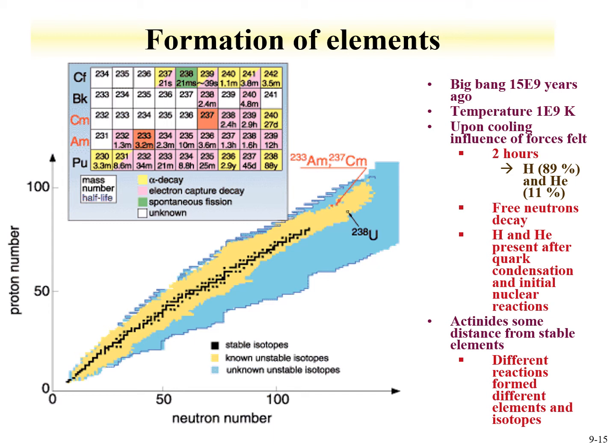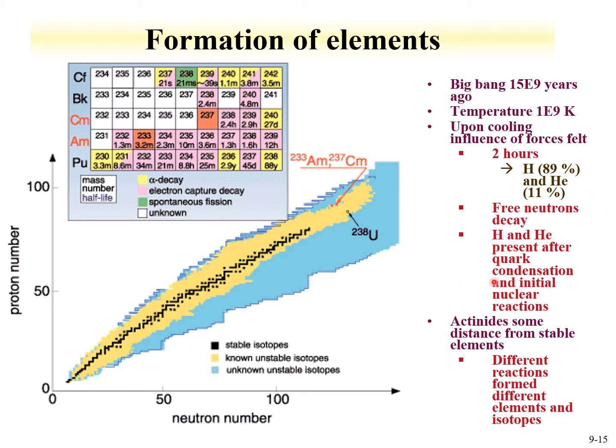The fundamentals of this is that the Big Bang, the start of the distribution of matter, occurred about 15 billion years ago at extremely high temperatures. So upon cooling, the influences are felt within 2 hours. Hydrogen, helium is formed. So we're down here in the chart of the nuclides. Free neutrons decay. We know that neutrons have a half-life on the order of 14 minutes. So after a couple hours, they've disappeared. We have primarily after the Big Bang hydrogen and helium.